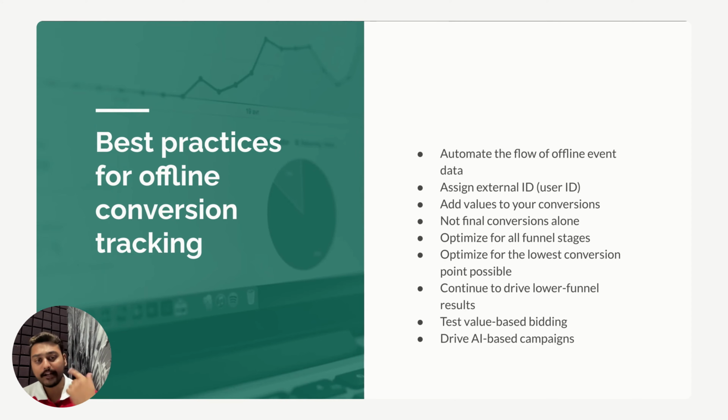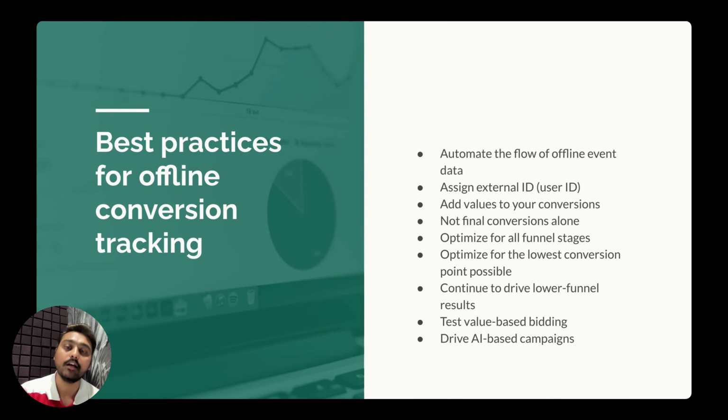Next, assign an external ID or user ID. Everyone who lands on your website gets an external ID or user ID, and in your CRM the user ID continues. So when you send data back to the ad platform, it will have the user ID from the web and also from offline. It will match. Meta, Google, and other ad platforms recommend you assign an external ID to the user and send it back through offline conversion as well as the browser pixel. That's a best practice that ad platforms recommend.